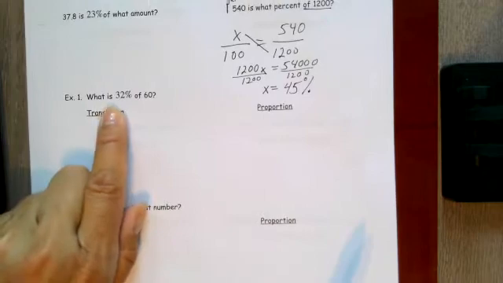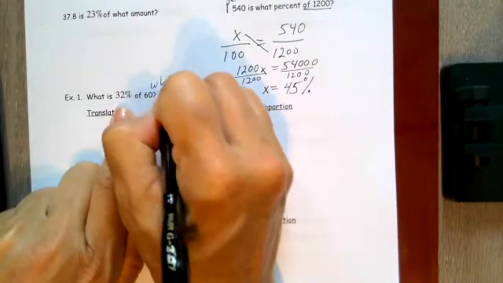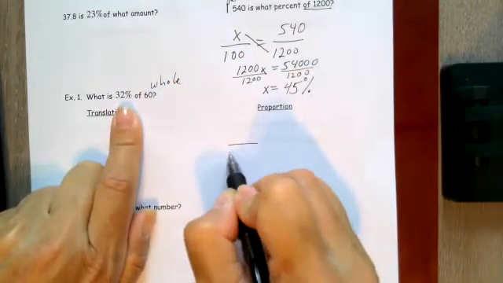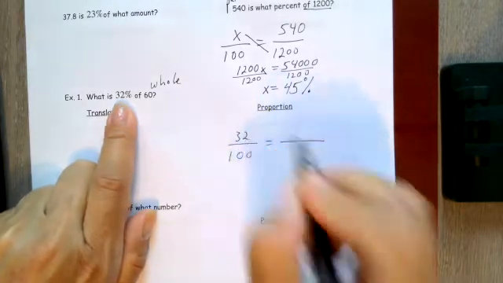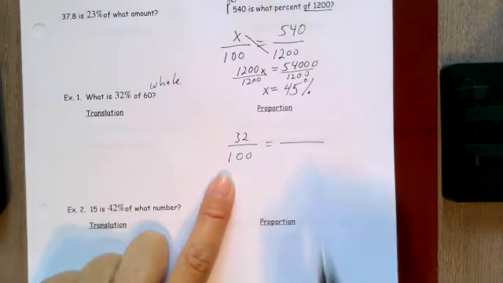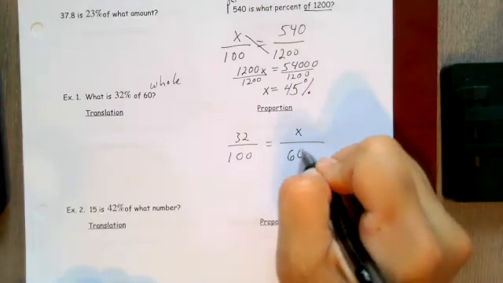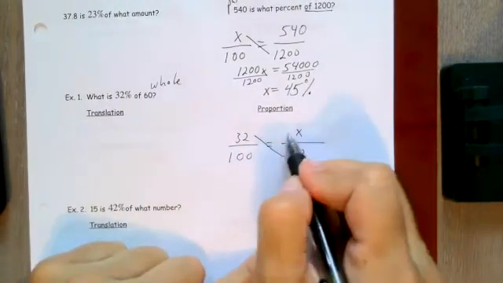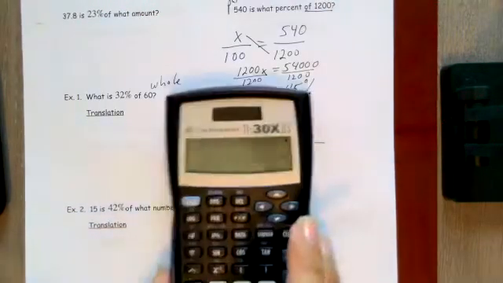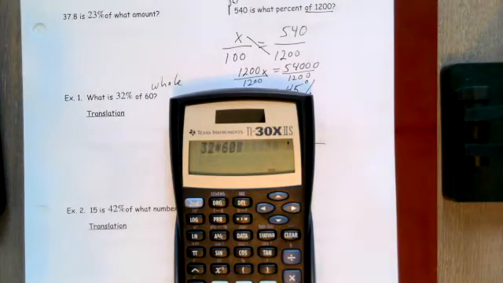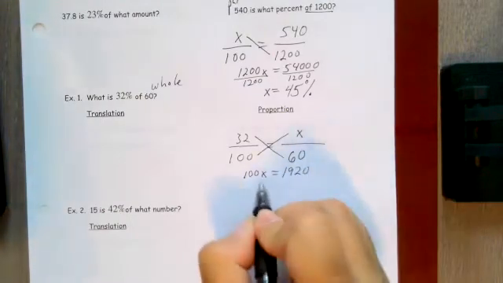All right, let's do another one. What is 32% of 60, of my whole? So let's set up. Okay, I know the 32 because of the percent sign goes over the 100. Now I don't know what the part is, but I do have my whole number. So I'm going to use my calculator and cross multiply, 100 times x equals 32 times 60, 1920.